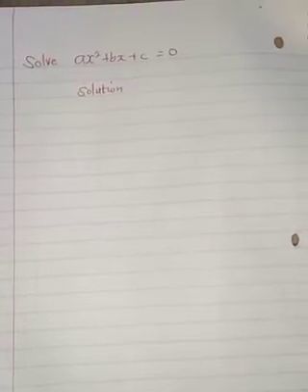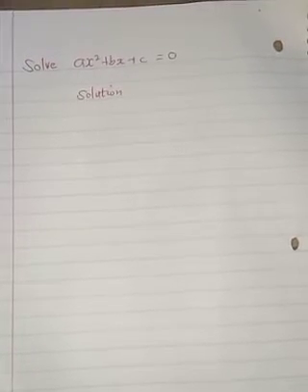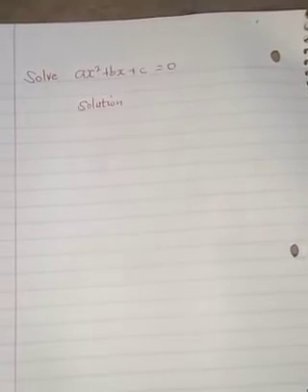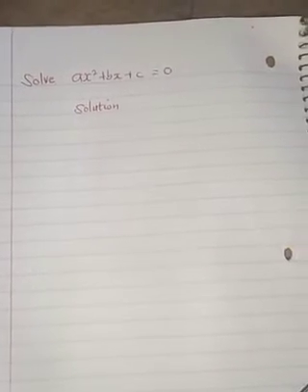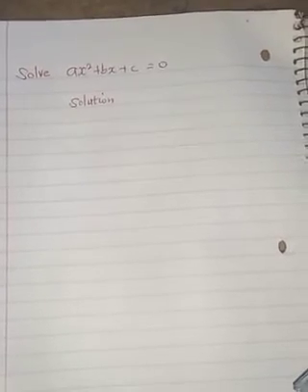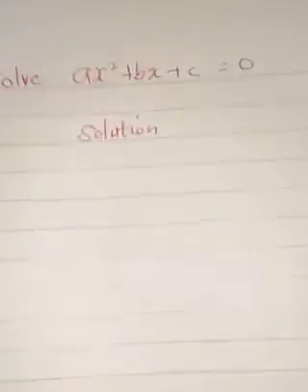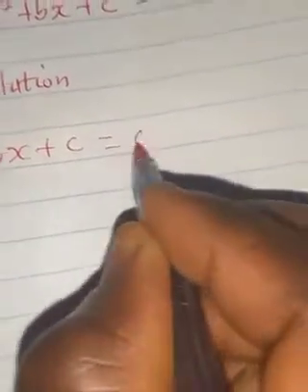Now let's look at the question. It is saying that solve ax squared plus bx plus c equals 0. You can only solve it by using the method of completing the square. And let's see where we are going to arrive. Let's see something. We have ax squared plus bx plus c equals 0.